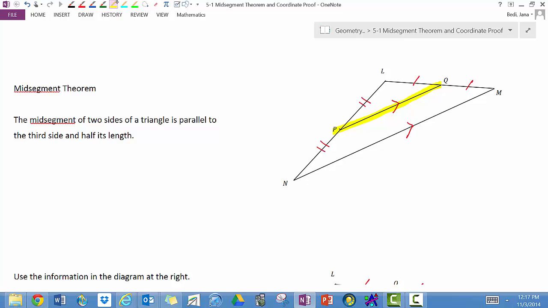In this case, the third segment is segment NM. So that is always the case. If you have a mid-segment, it will be parallel to the third side of the triangle.